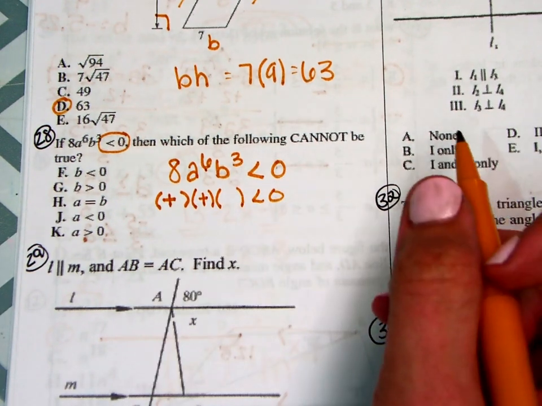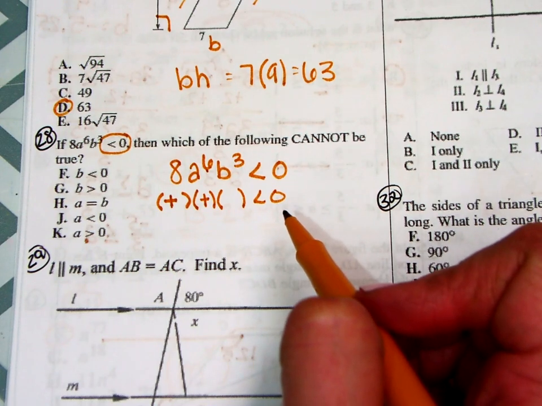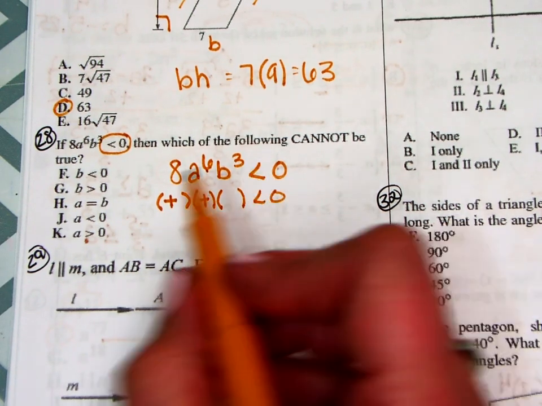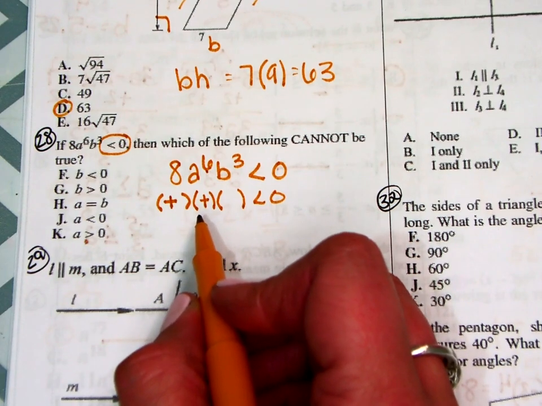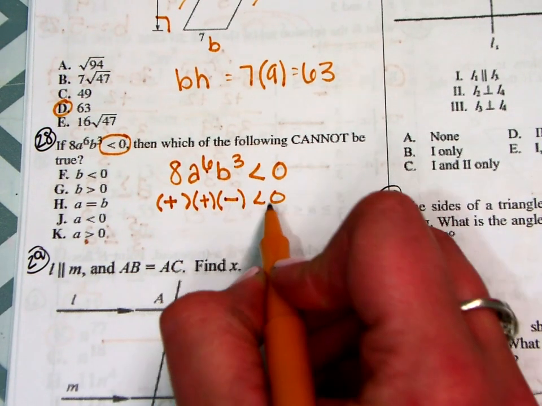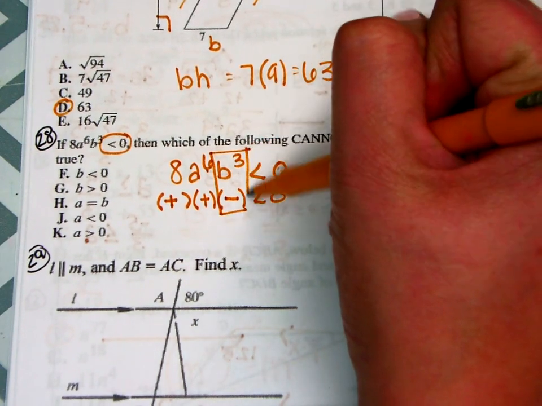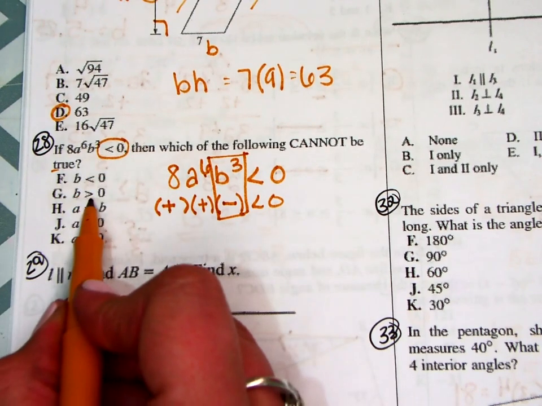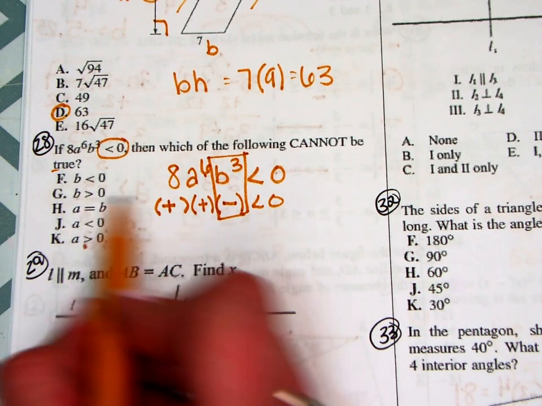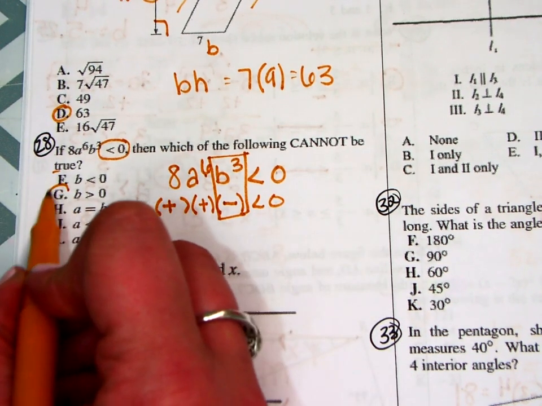Well, in order for a positive times a positive times an unknown to be less than 0, I need a negative somewhere. A positive times a positive is always a positive, sorry. And a positive times a negative will always yield a negative answer. So b to the 3rd must be negative. Well, which one can't be true? If b is positive, then this answer is positive and it won't be less than 0 anymore. So the correct answer is G.